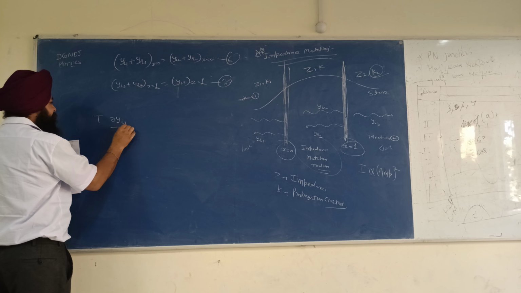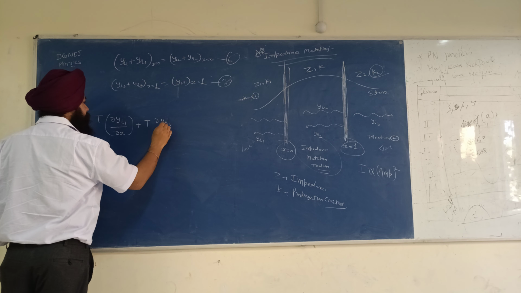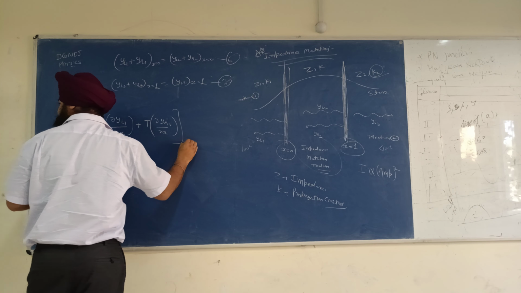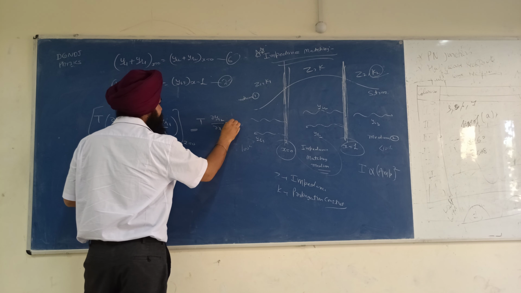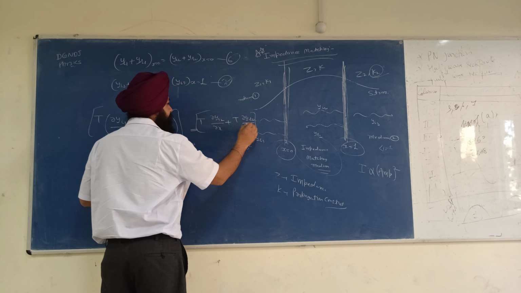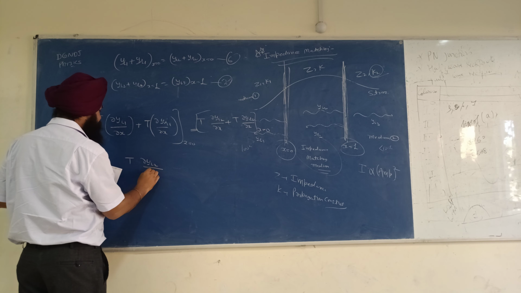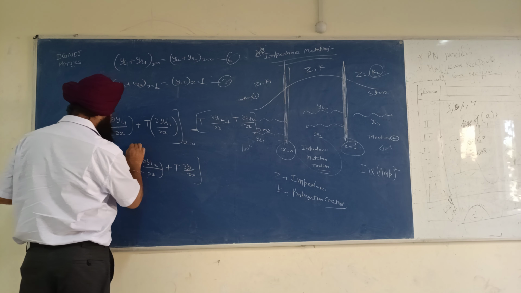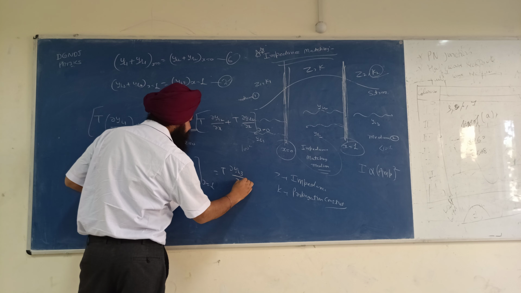T curly y by curly I1 into x plus T curly y R1 into curly x at x is equal to 0 equals T curly y I2 upon curly x plus T curly y R2 upon curly x at x is equal to 0, and T curly y I2 upon curly x plus T curly y R2 upon curly x at x is equal to L is equal to T curly y I3 upon curly x.